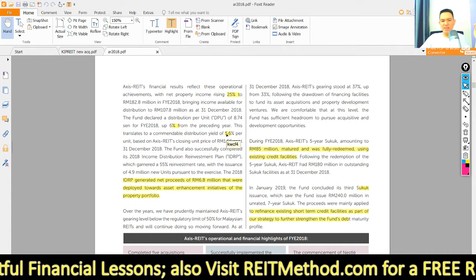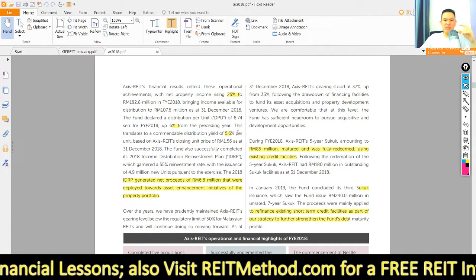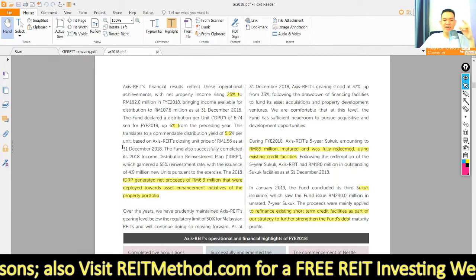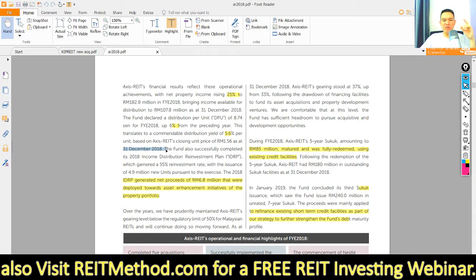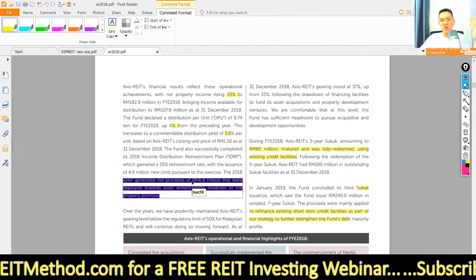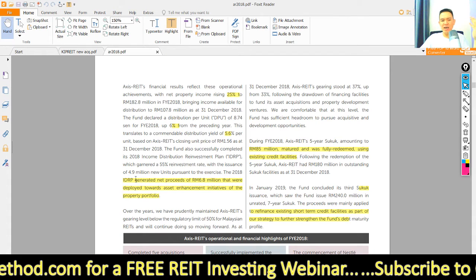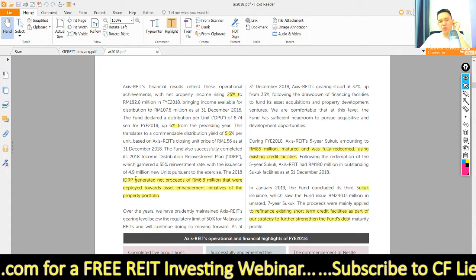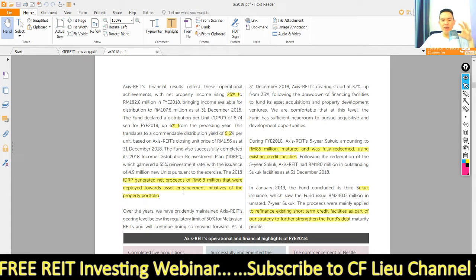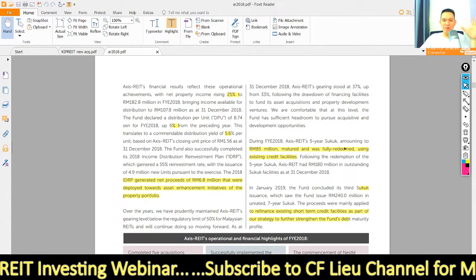This one I would take with a pinch of salt, because this distribution yield depends on the price you are entering at. In this case, they are just taking the DPU divided by the price on the 31st December, which is the last trading day of the financial year. They also have something called the dividend reinvestment plan, which I'm going to go through later, which means that new units are being issued out, okay?